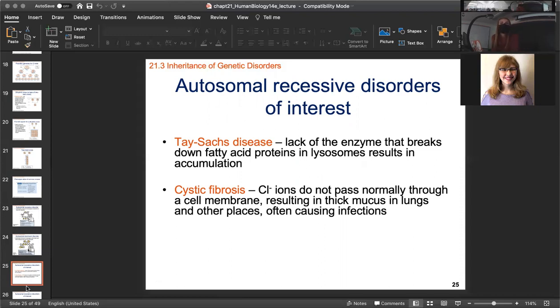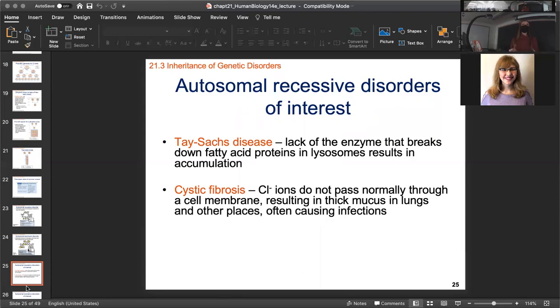The one I mentioned before was cystic fibrosis. That one seems to be somewhat common. I say somewhat because most of the time people know what that is. What's happening is the chloride ions do not pass normally through that cell membrane. It's causing them to have this mucus in the lungs. That's why if you've seen somebody who has cystic fibrosis, they kind of have a lot of maybe coughing. It's because they've got mucus in their lungs, okay?